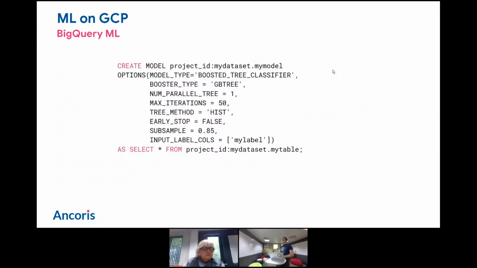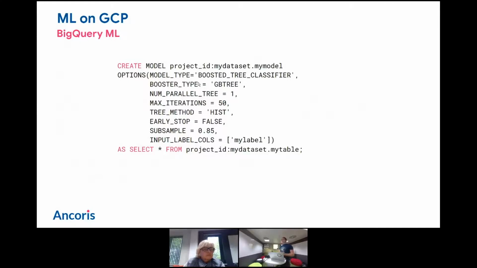So here's what it looks like as an example. Here I've got a model type called a boosted tree classifier. So I'm training a classification model here, and you essentially create some features in a table, select from that table. So you can see I'm doing a select star from my set of features, and then you create the model just like you create a table or view, really. So it couldn't be any more simple than that.